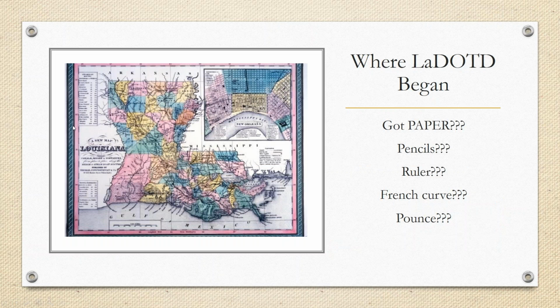So, let's see if this will advance. Okay, so where do we begin? Obviously, in the past we would map things using paper, pencils, and rulers. Anybody know of a French curve or what pounce is? Those are all the tools of yesteryear, right? Now we've moved into a digital age, so hopefully we can see things in a new way.